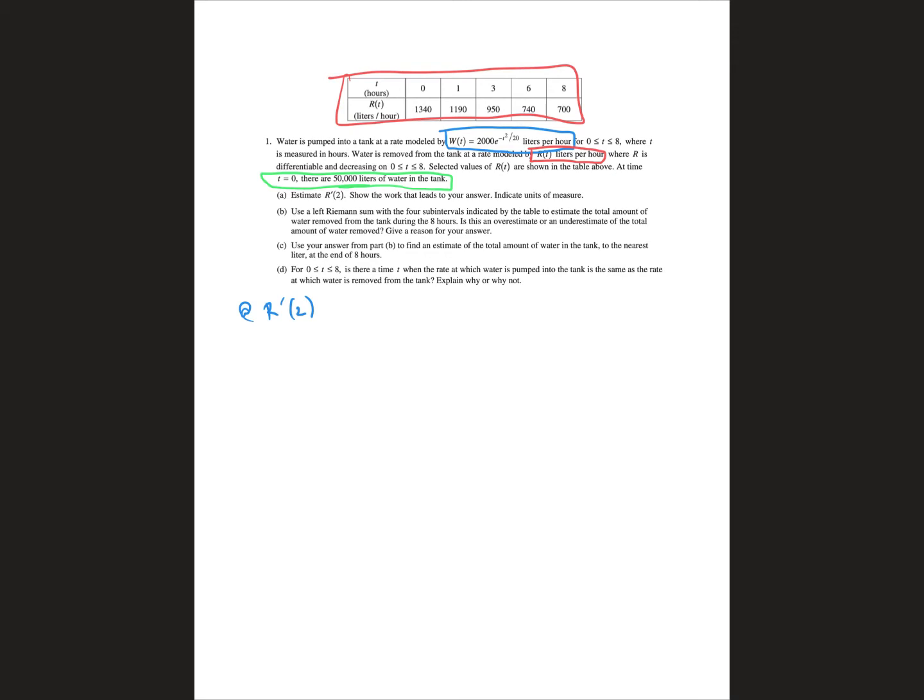The best thing I can do to estimate an IROC, the slope of a tangent line, is to find an AROC, a slope between 2 points. Now we have several candidates here. This point at time 0, 1, 3, 6, 8. So we would want to pick the AROC that is closest to the slope that we're trying to find. So we're trying to find the slope at 2. So we would want to pick the AROC from point 1 to point 3.